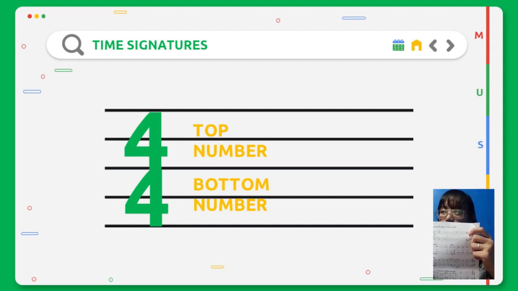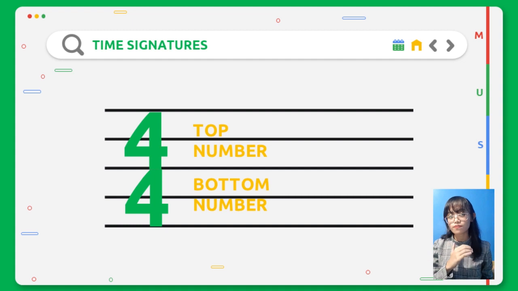So the numbers here has a meaning. May meaning yan, di lang yan nakalagay dyan or trip ng composer. So the numbers show the number of beats that each measure will be having, and the kind of note that receives one beat. For an example, here in 4/4.